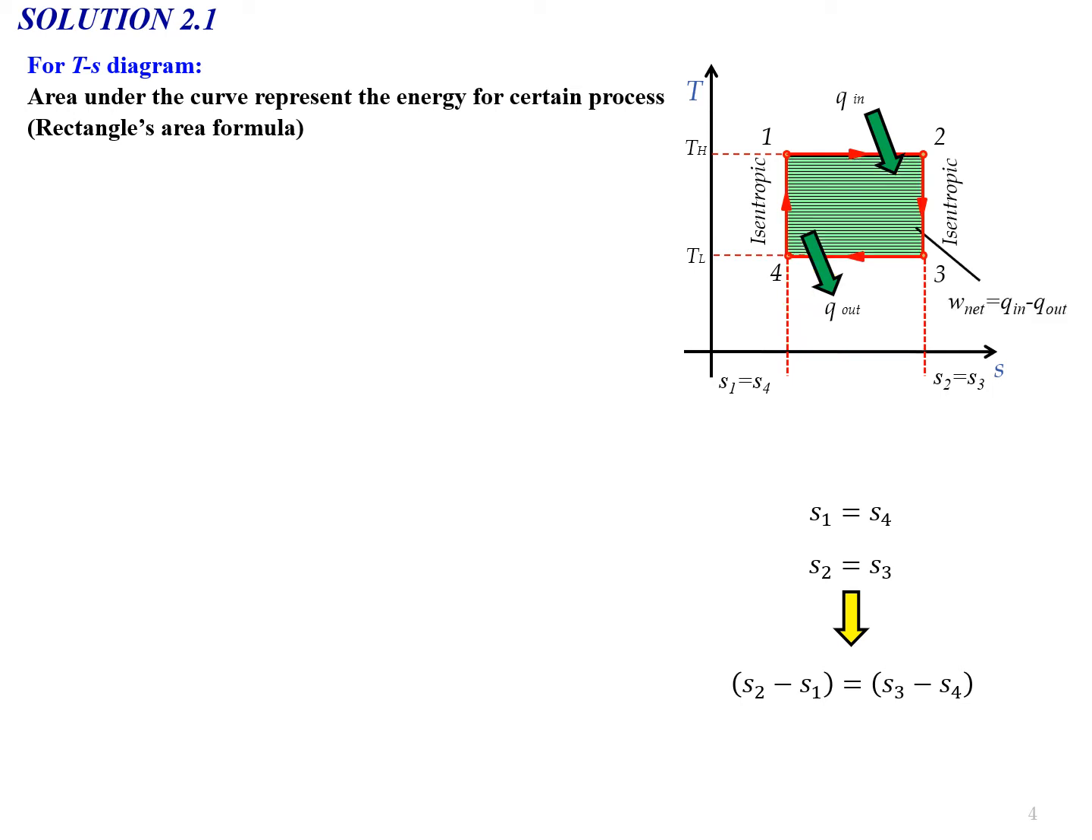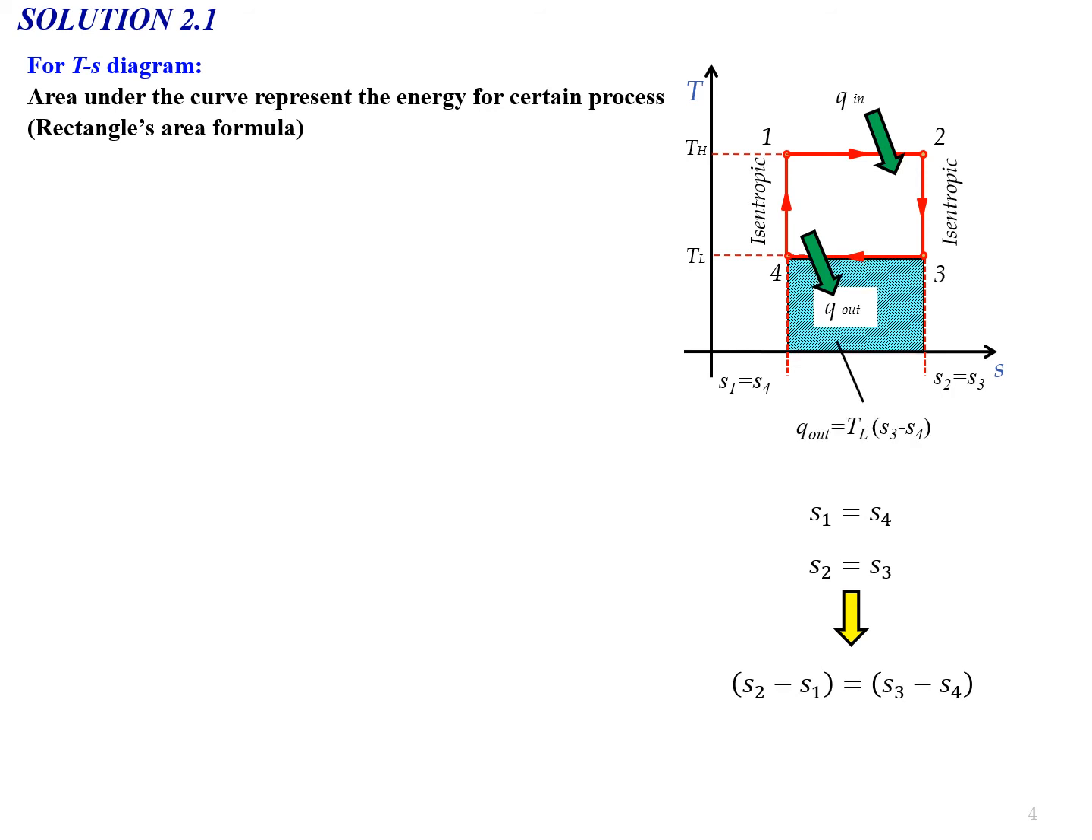So in order to know the work net out, Q in should minus the Q out to get the work net of the Carnot cycle. The area inside, colored by green, is the work net out of the Carnot cycle.